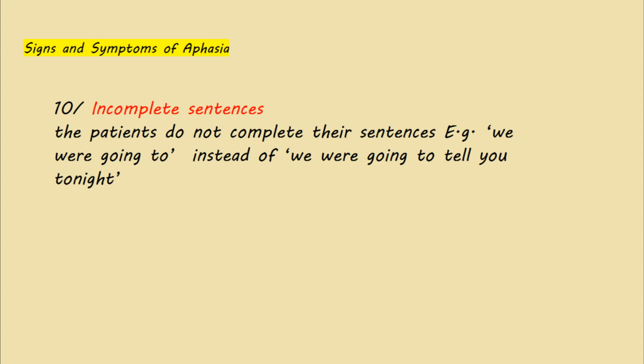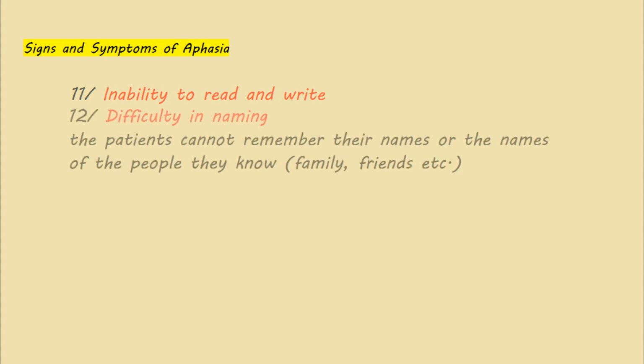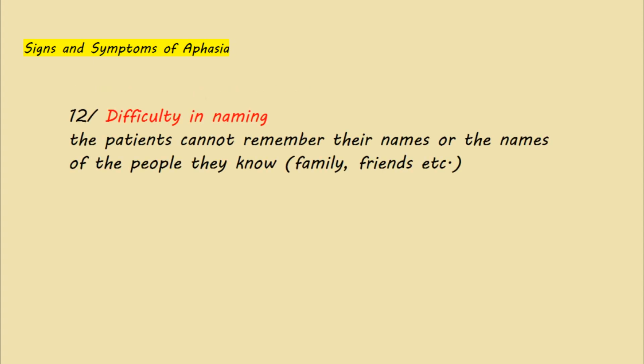Then you have the 11th sign, which is inability to read and write. They will lose the ability to read and write. This is something simple, no need to explain this. And then we have the 12th sign, which is difficulty in naming. Difficulty in naming is the fact that the patients cannot remember their names or the names of the people they know. For example, family, friends, etc. They cannot remember their names.